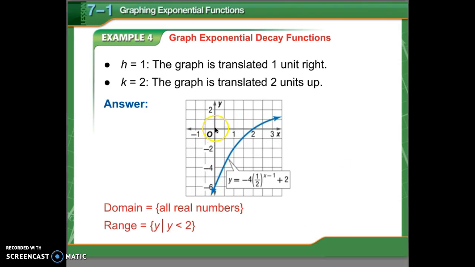Our basic graph would have been at (0, 1), but we're shifted right 1 and up 2, so (1, 2), and then we're flipped over an axis, so the points actually get flipped down here. If you wanted to find the y-intercept, you would just plug in x is 0, simplify this expression, and see what y value you get, which looks like about negative 6. The domain, again, is all real numbers, and the range is all y values less than 2.